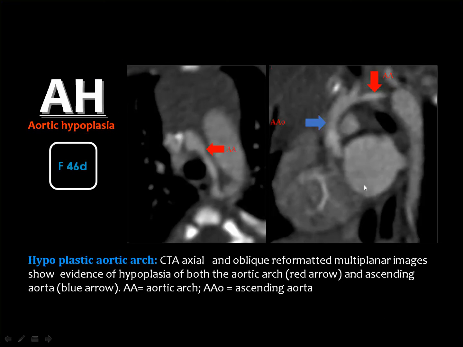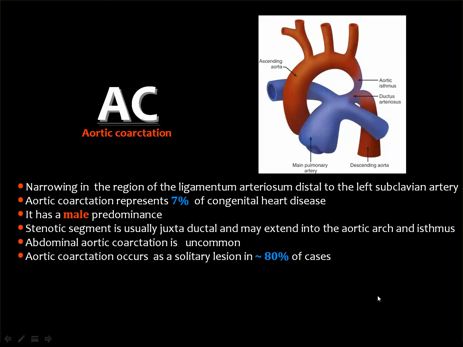And this is CT angiography showing the marked decreased caliber of the distal part of the aortic arch compared to the ascending aorta, indicating that there is a hypoplasia of the aortic arch.